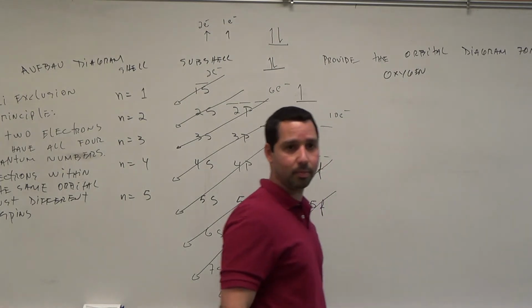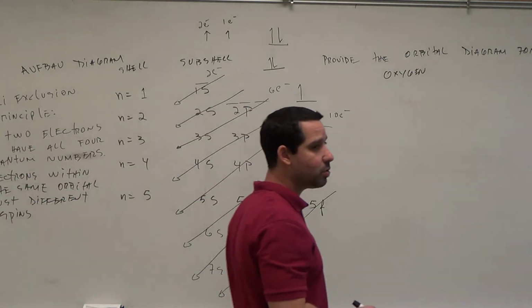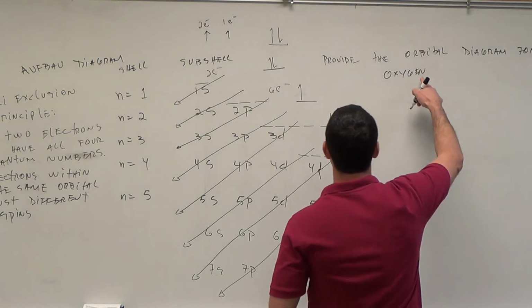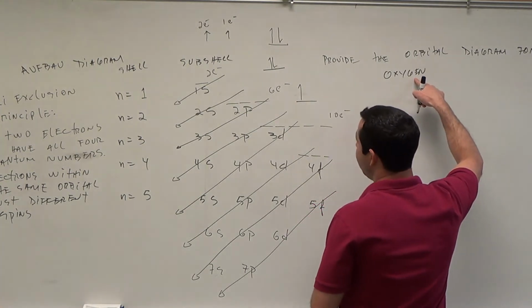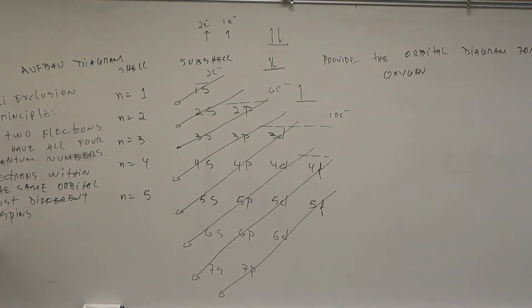The arrows mean spin. Well, no. The arrows mean an electron. One way is spinning the electron and the other is spinning the other way. So, if we're drawing the orbital diagram for oxygen, we need another of these interesting rules, and that's called Hund's rule.